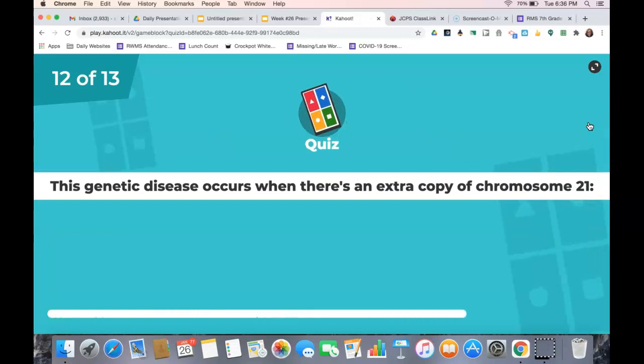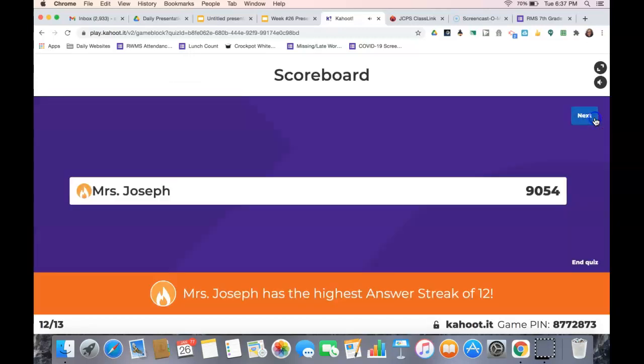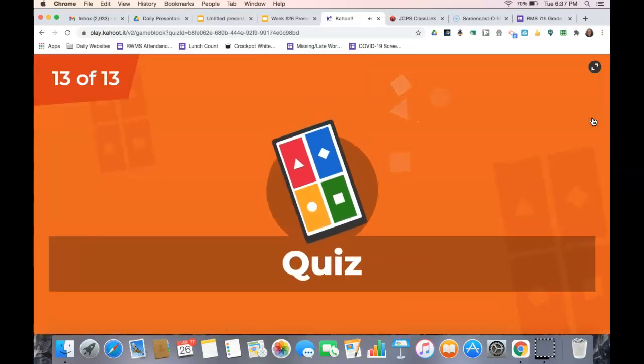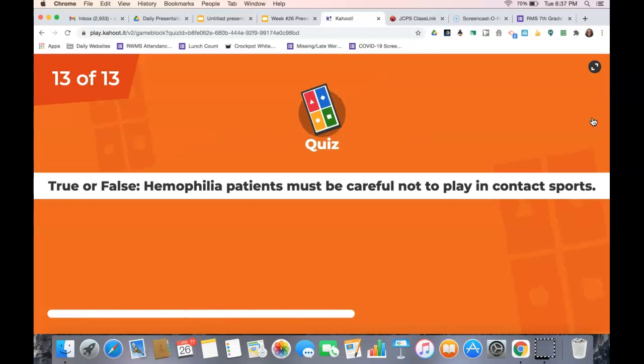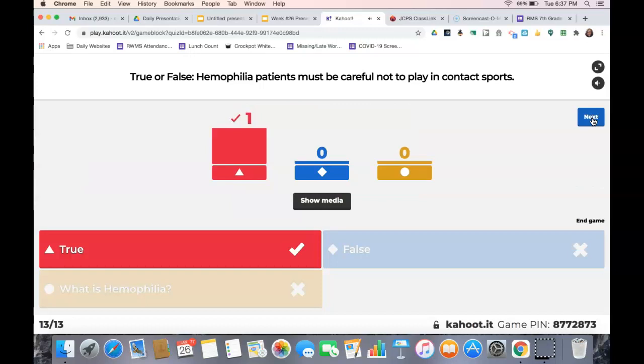This genetic disease occurs when there's an extra copy of chromosome 21. Okay, also known as the word trisomy 21, tri meaning 3, and that's going to be Down syndrome. Down syndrome is whenever the body makes an extra copy of chromosome 21 during meiosis. And the last question, true or false, hemophilia patients must be careful not to play in contact sports. That is true. They have to be careful because high contact sports are going to cause an easy opportunity for internal bleeding. And since their blood doesn't clot quickly, they have a higher chance of getting hurt and bleeding out or causing a lot of internal bleeding.